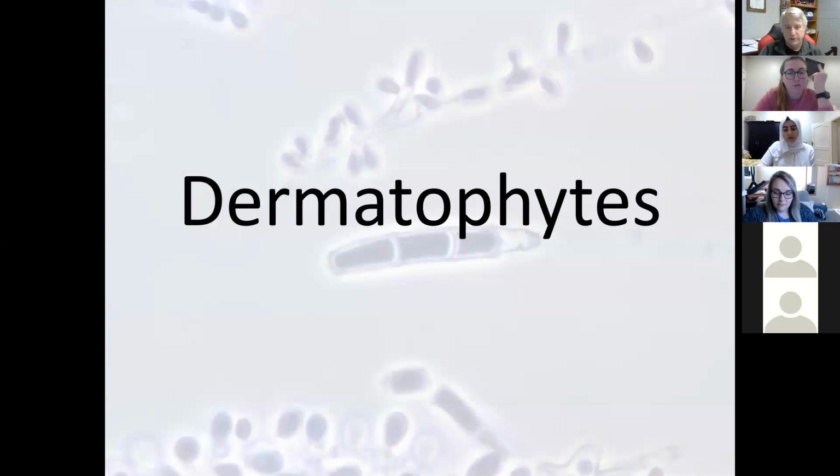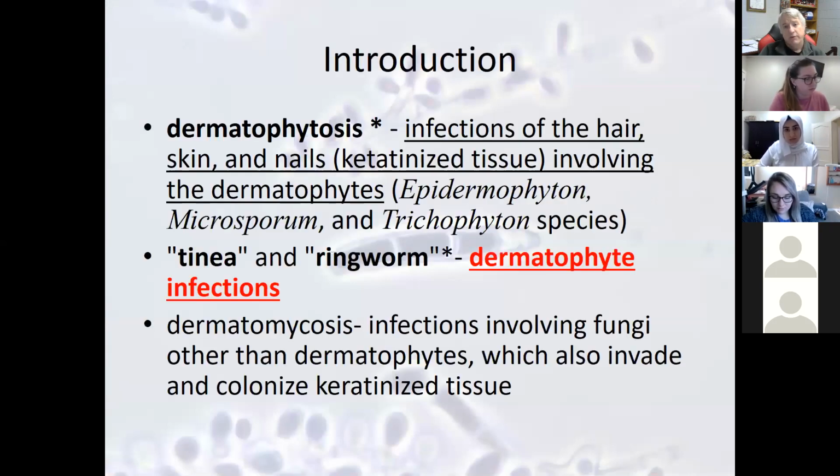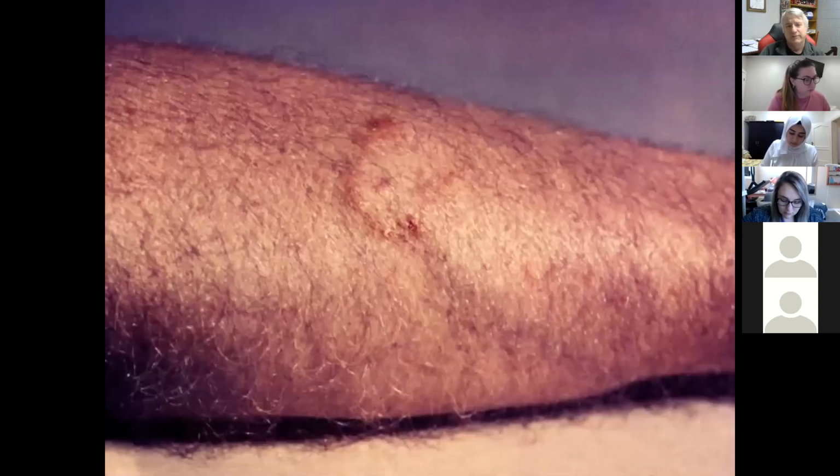All right, so now we're going to switch to the dermatophytes. They're infections of the hair, skin, keratinized tissue involving dermatophytes. So tinea, ringworm is one of the most common dermatophyte infections that we see. Dermatomycoses involve fungi other than dermatophytes, which also invade and colonize keratinized tissue. So let's take a look.